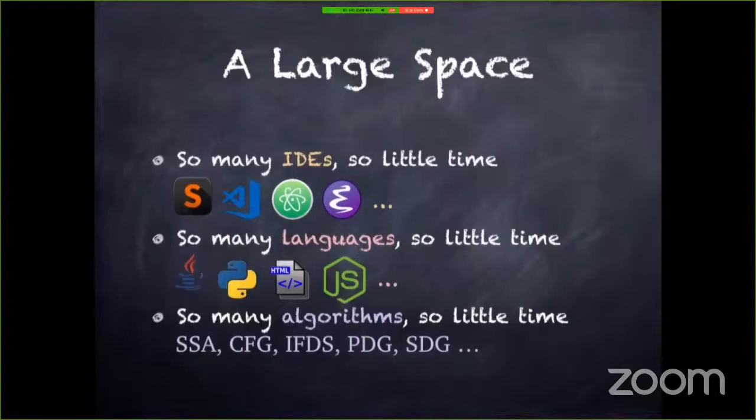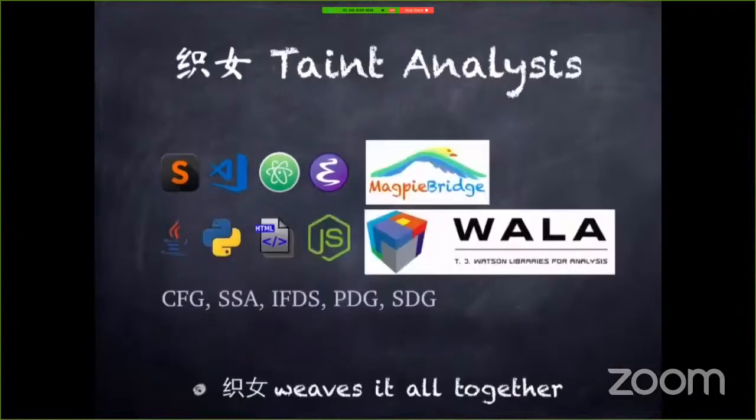But are we really going to build an analysis infrastructure with all the needed machinery for each of the languages we want to analyze, and then somehow integrate each of those into our IDEs? In a word, no. Niu is going to weave it all together. We have already seen from Linghui how we can use Magpie Bridge to support a variety of IDEs, and now we are going to see how to use the cross-language analysis framework WALA to analyze all of the different languages together.